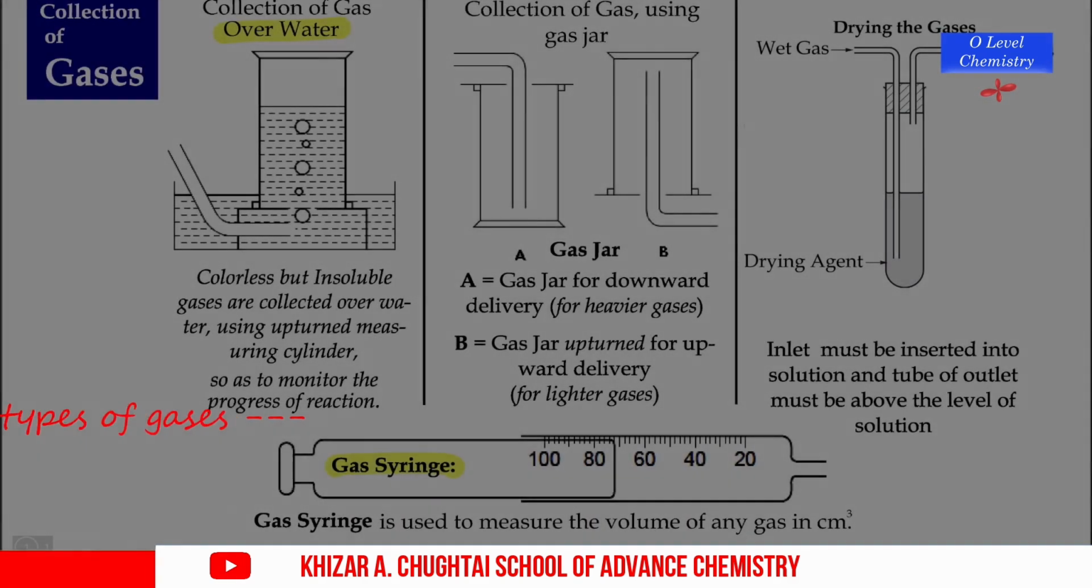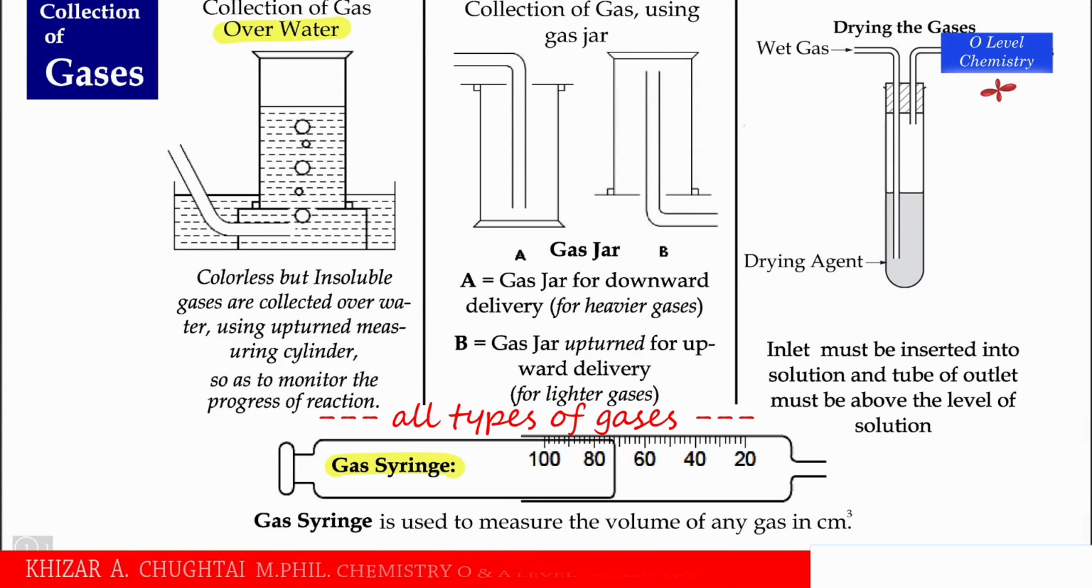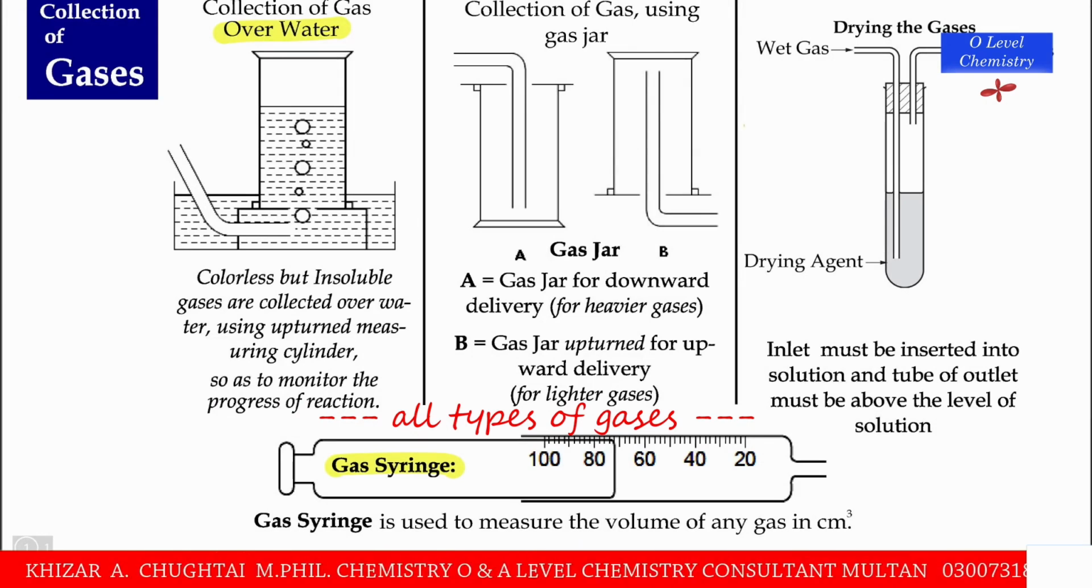Gas syringe is used to make the collection of all type of gases, either they are visible, water soluble or insoluble. All type of gases can be stored with the help of gas syringe.